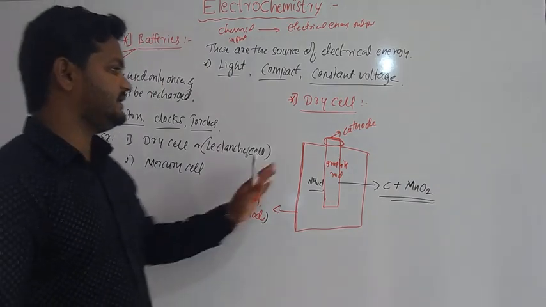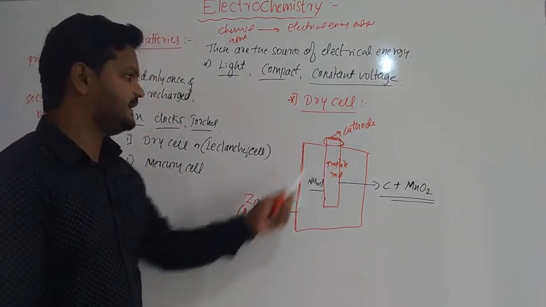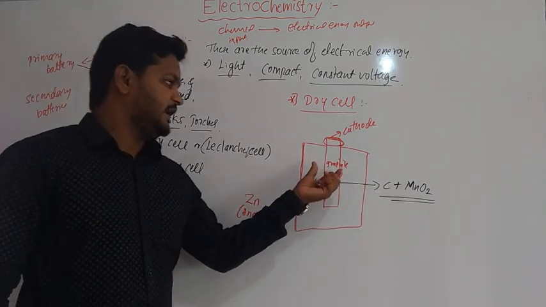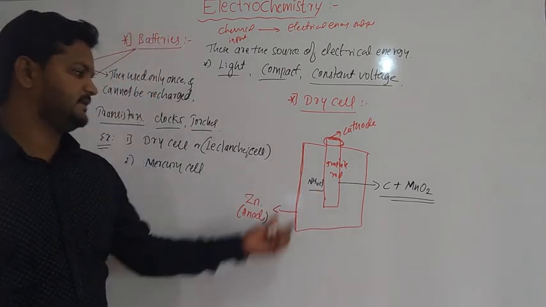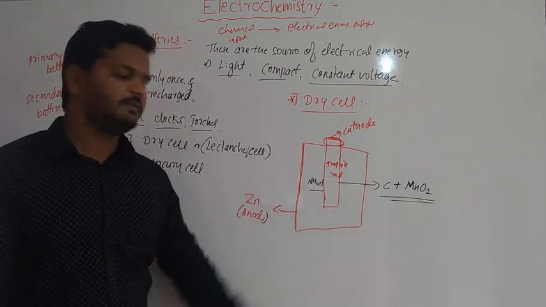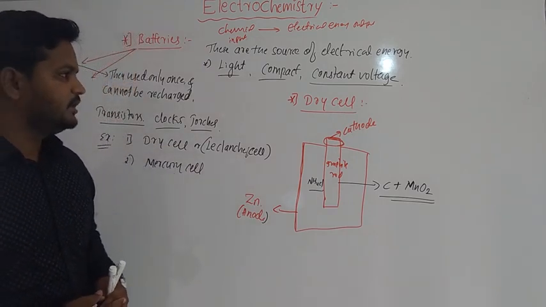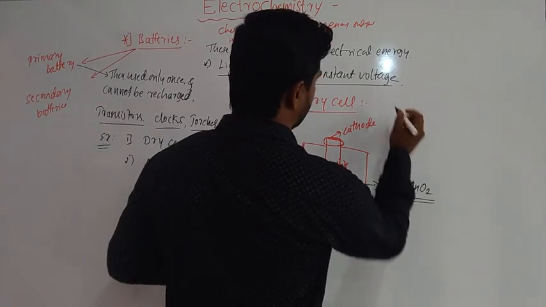So this is about the dry cell. Here this is cathode, here anode. Anode is made up of zinc and cathode is made up of carbon and MnO2 powder. And in between cathode and anode, a small gap is there. That gap is filled with a paste like ammonium chloride and zinc chloride. So here anode and cathode reactions take place.